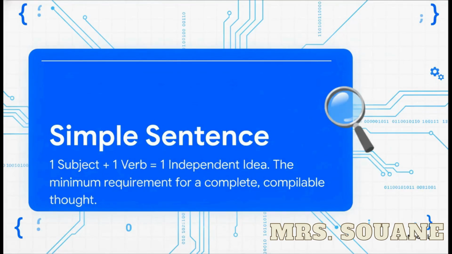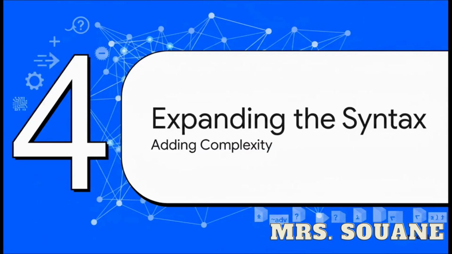So, this basic SVO structure gives us our fundamental unit, the simple sentence. The formula is right there on the screen. One subject plus one verb equals one complete independent idea. That's the absolute minimum you need for a thought that can actually compile. It's like one clean, executable line of code. Okay, so we've got the basic algorithm down. Now, how do we expand on it? Let's check out how to add more modules of information and how to create variations, like questions and negative statements.